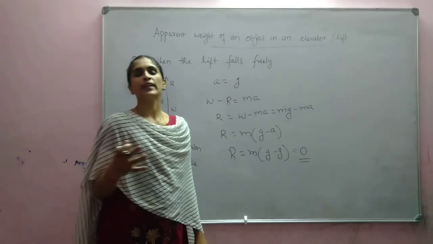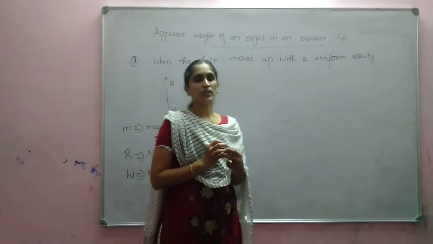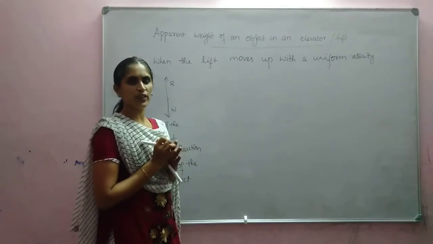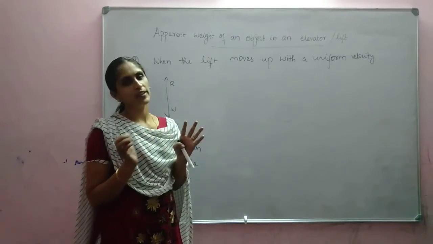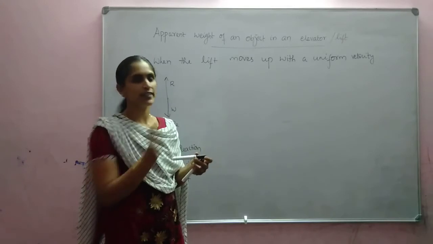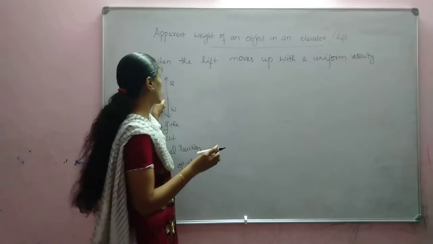The last case we will discuss is when the lift is moving with a uniform velocity. If the lift moves up with a uniform velocity, what is the net force? Net force is 0, since it is moving with uniform velocity. There is no acceleration, so net force is equal to 0. It is moving up.